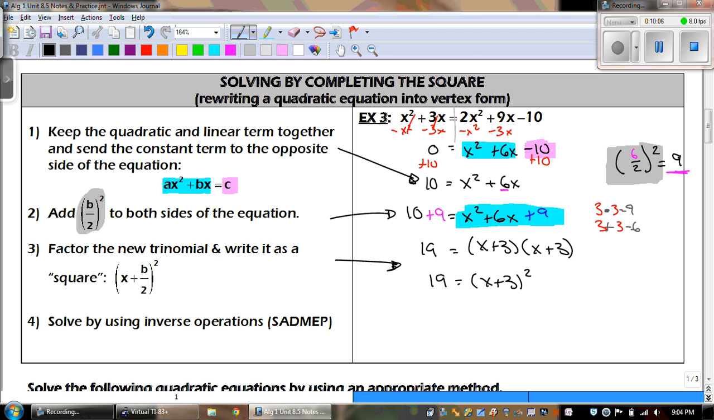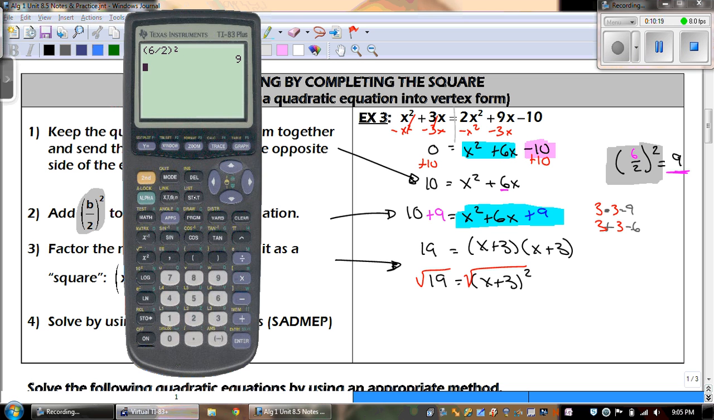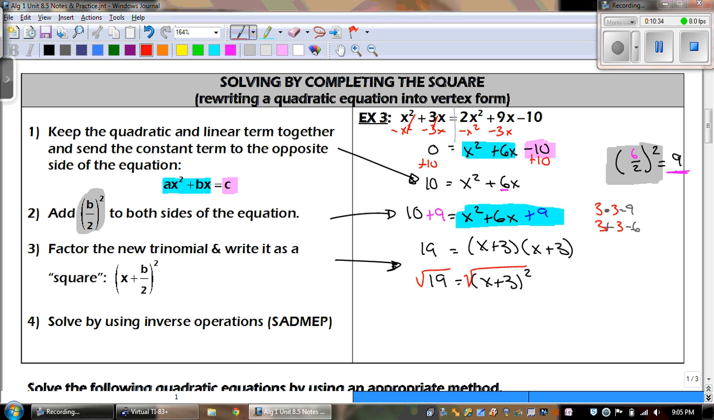And now we're going to solve using SADMAP. Okay, that's our last step. So that means to get rid of the square, I need to take the square root of both sides. And yes, I know this is going to get a little ugly right here. We're taking the square root of 19. So that's 4.3, and the number next to the 3 is an 8. Do we have to round it? Yeah, we got to round it. So we get plus or minus 4.36 equaling x plus 3.